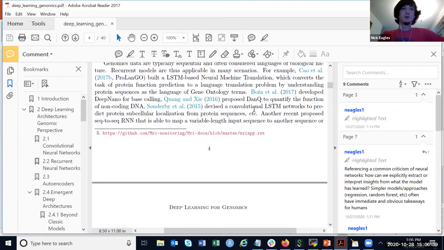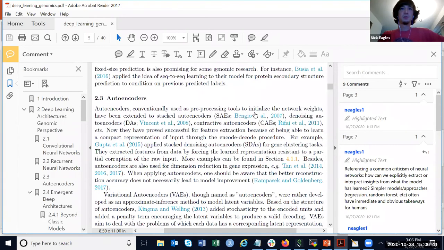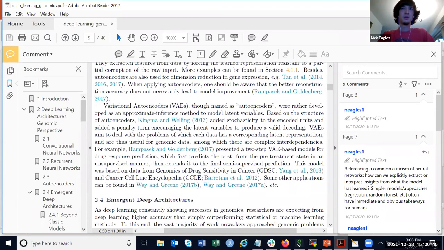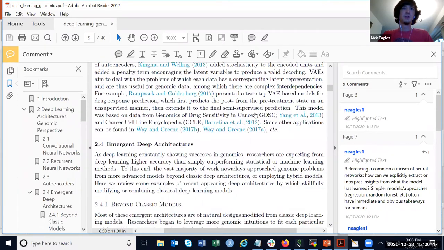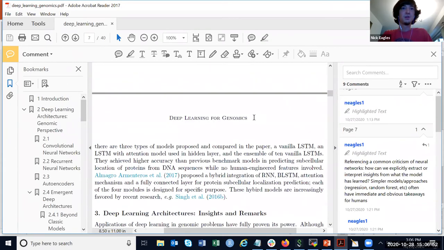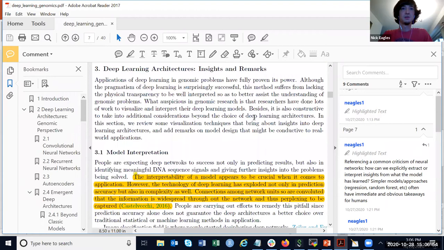They talk about a bunch of other architectures that I know a little bit about, but not enough to really get that much out of the paper. So I'll just skip through. Let's see what the next thing was.